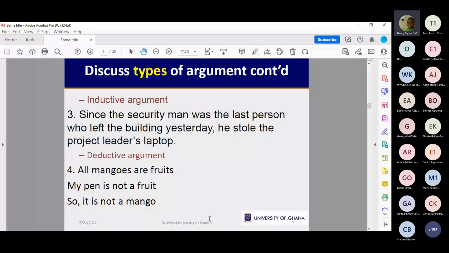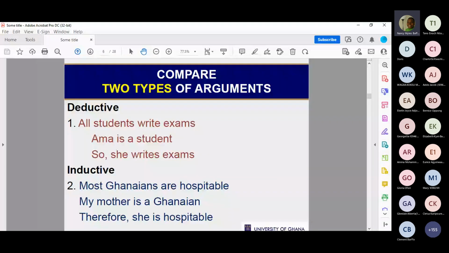Then it will follow that it is not a mango because the mangoes are inside the truck full of fruits. If the pen is not even near the truck, that is, it is not a fruit, then it cannot be a mango. That will be valid. Okay, so this is a valid deduction you make. This pattern is not the same as the one we looked at earlier. Where is it? This one. Please read this again for me. Say, deductive argument at the top there.